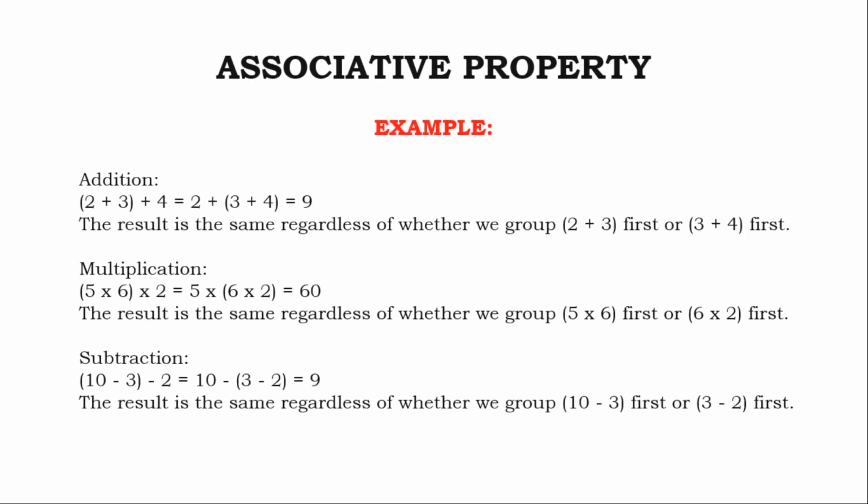Now let us take a look at the examples of the associative property from addition, multiplication, and subtraction. This means that the way numbers are grouped in an operation does not affect the result. In other words, the order in which numbers are combined or multiplied does not change the final outcome.